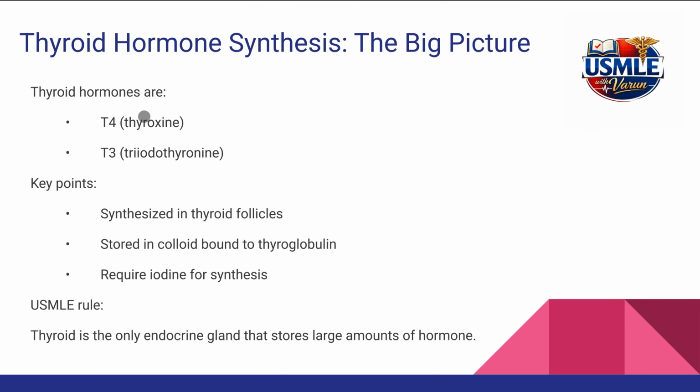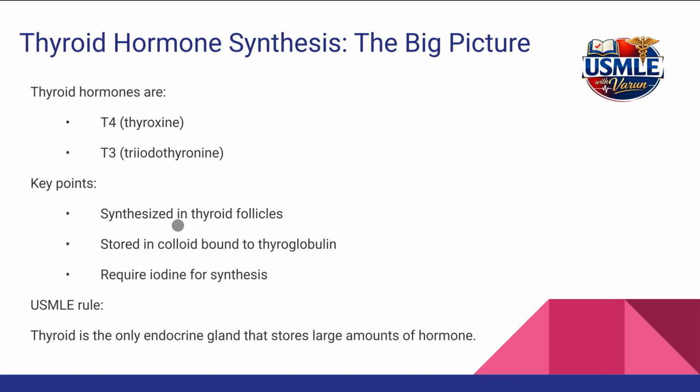Now let's discuss thyroid hormone synthesis. The thyroid produces T3 and T4 inside the follicles and stores them in the colloid. This is unique because most endocrine glands do not store large amounts of hormone. They just release it into the bloodstream. Whereas the thyroid gland synthesizes T4 and T3 and stores them in thyroid follicles in the form of colloid.